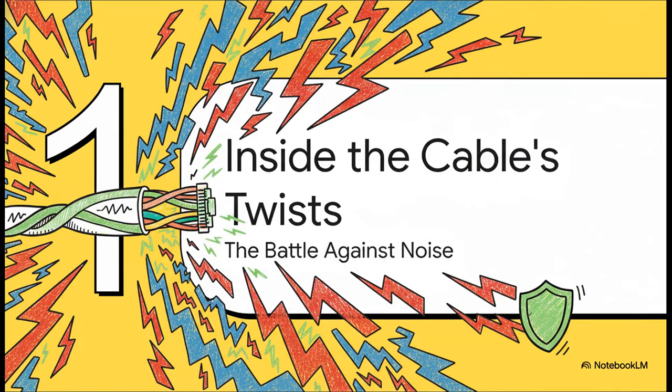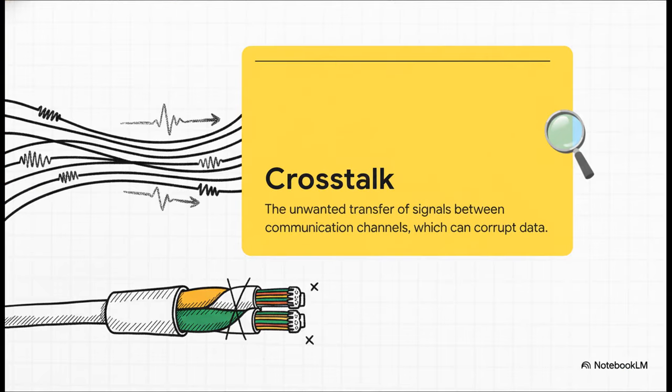All right, so to really get why that twist is so important, you have to know what it's fighting against. Think of it like a battle, and the enemy, it's electrical noise, it's interference. See, when you're shooting tiny data signals down these super thin copper wires at incredible speeds, they are really, really vulnerable to getting messed up. And the main villain in this story is something called crosstalk.